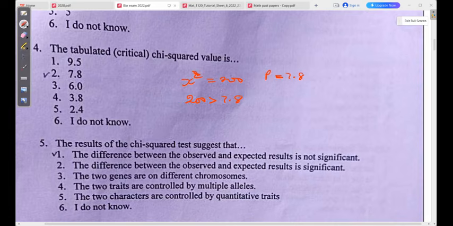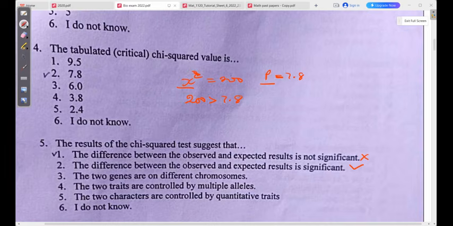So the first option says the difference between the observed and expected results is not significant. This is false, because the chi-square is greater than the p-value. When the chi-square is greater than the p-value, it means there's a significant difference between the observed and the expected values or results. Option 2 is saying the difference between the observed and expected results is significant. This is true. This is what I've been explaining ever since I started this problem.